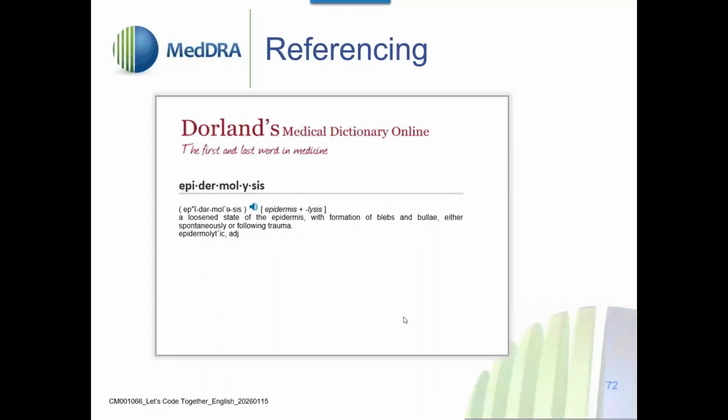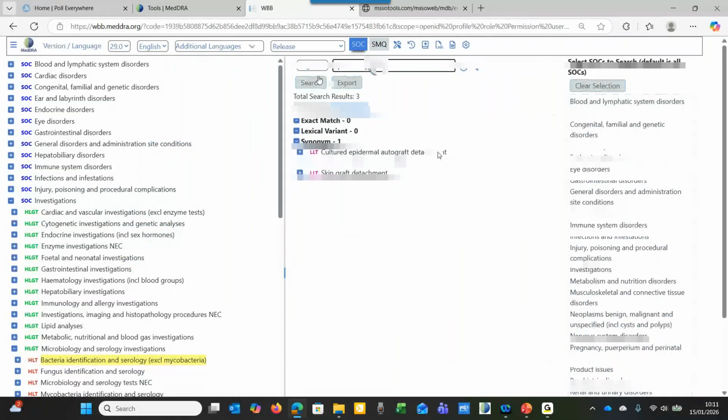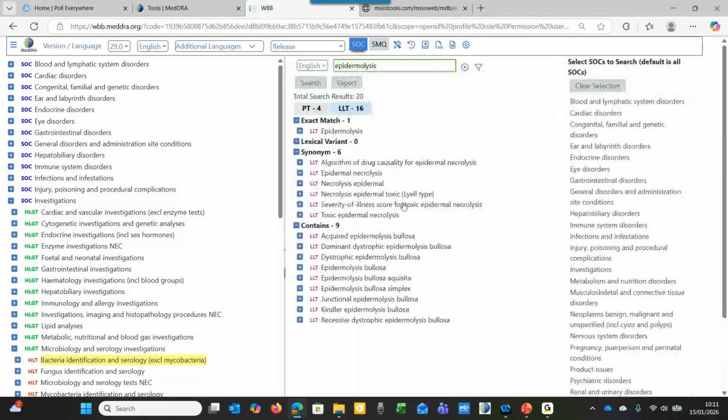Another option might be epidermolysis. So I had a look around before coming. This is a loosened state of the epidermis with formation of blebs and bullae, either spontaneously or following trauma. So that sounds quite a good match for me. So let's have a look at that one. Epidermolysis. Lysis is a kind of a destruction or peeling, dissolving, or something like that.